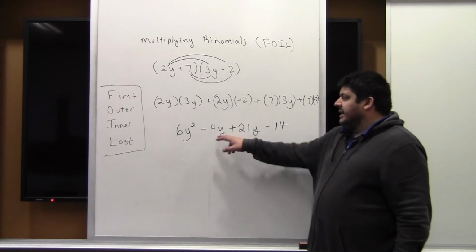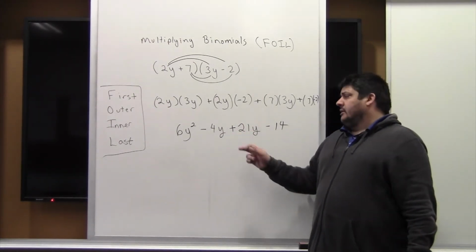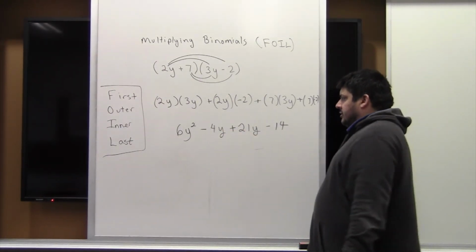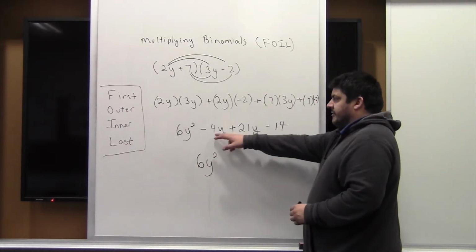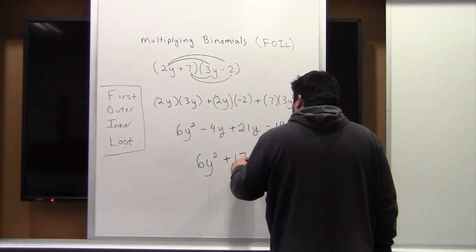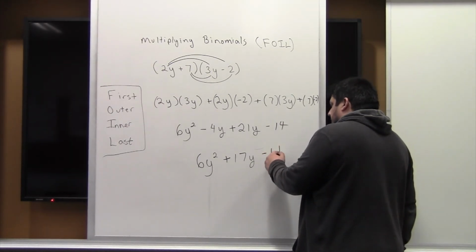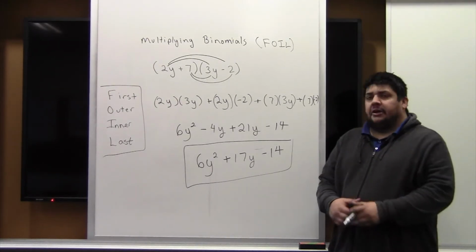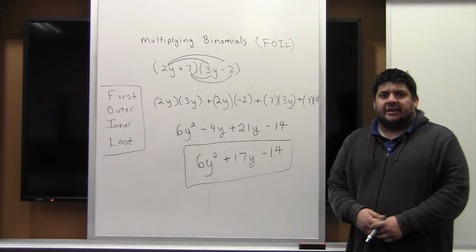Now we need to combine whatever's left at this point. We have to make sure we can't combine anything. In this case, we can. We can combine these two y's. They're like terms. So let's do that. 6y squared. This negative 4 plus 21 is positive 17. And I'm left with minus 14 here. And this is how you would multiply some binomials. Let's take a look at a few more examples of this to get a better understanding.